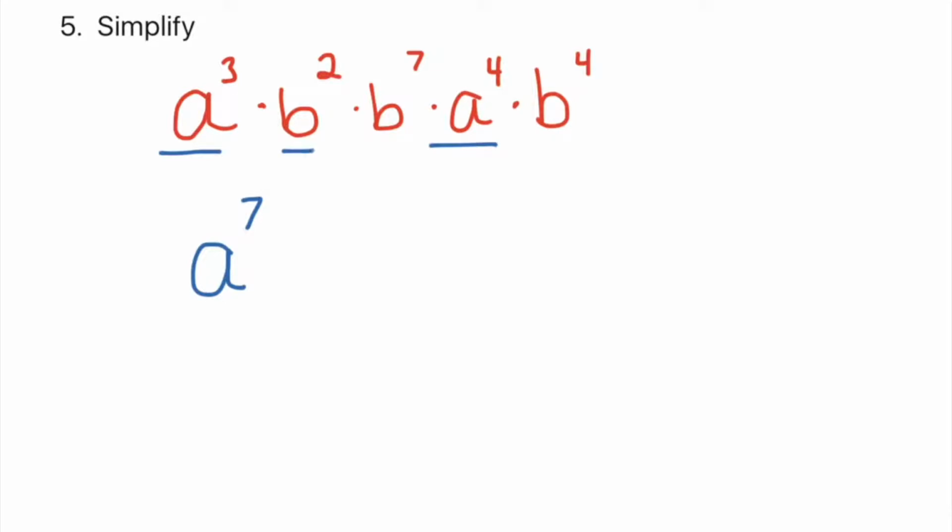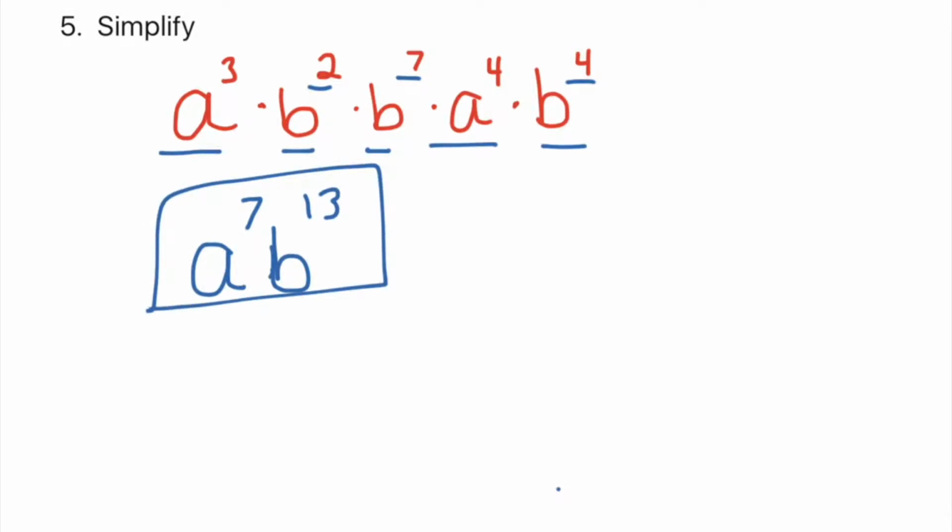Next, we have b squared times b to the 7th times b to the 4th. So I'm going to go ahead and write my base, which is b. I'm not going to put a multiplication sign in between those because it's implied that they're multiplying. And now I just go through and add all of my exponents. So 2 plus 7 plus 4 is going to give me 13.